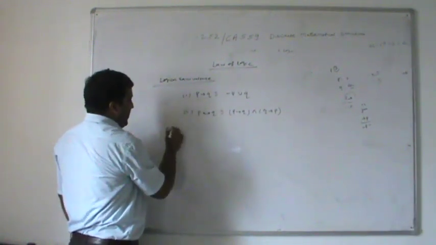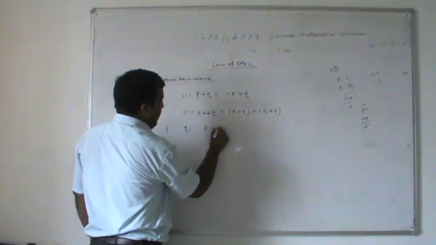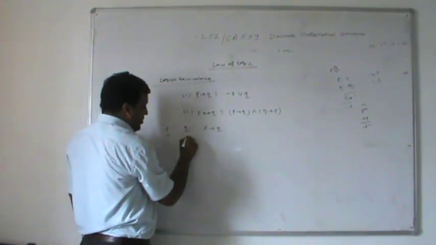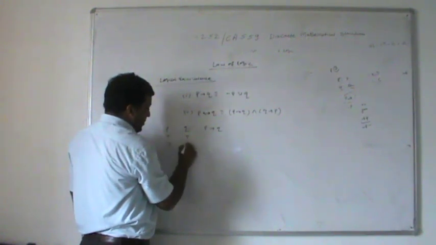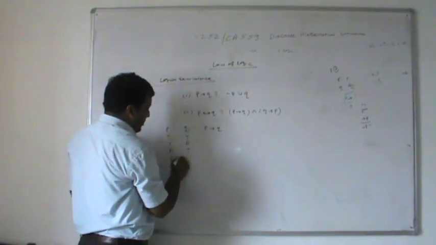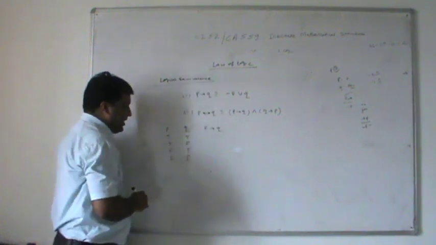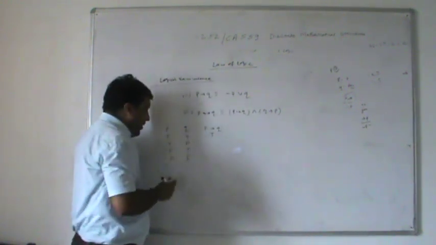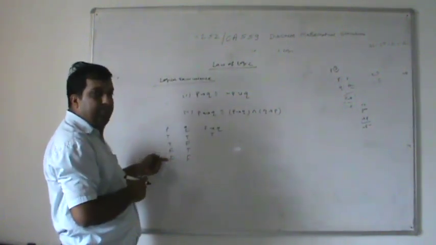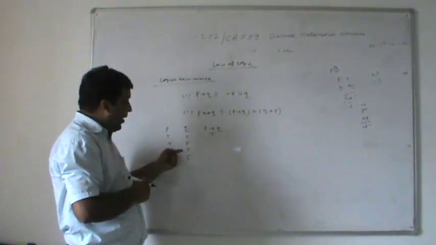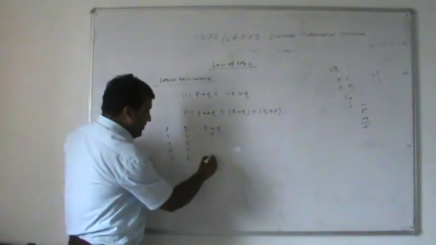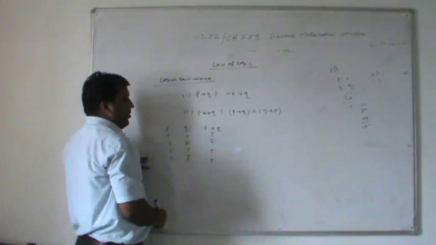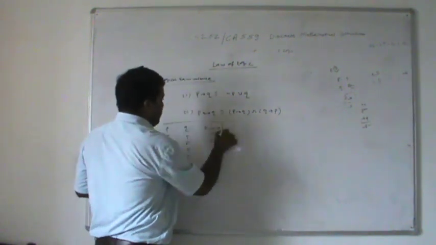We can take P and Q as two propositional variables and find P implies Q. There are four combinations of values: true true, true false, false true and false false. P implies Q is true when both truth values are true, and when the value of P is false, no matter what the value of Q is, it becomes true. Otherwise it is false. So we can generate this formula.